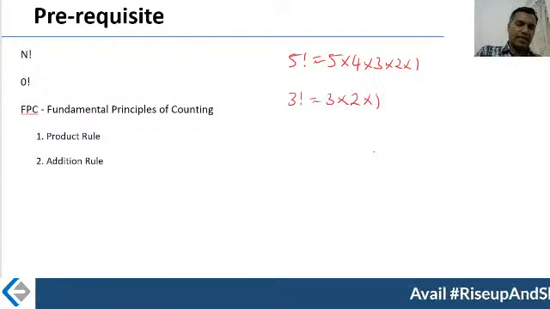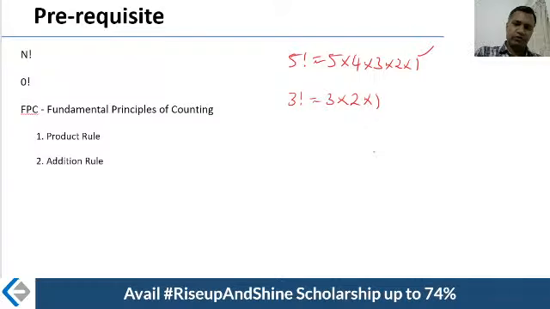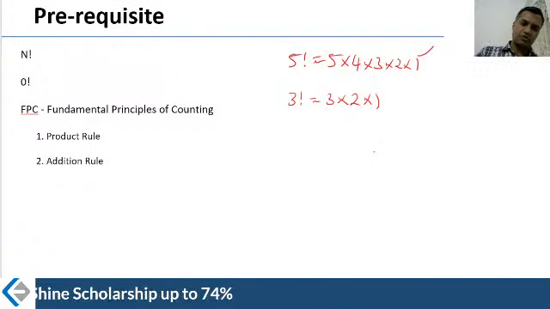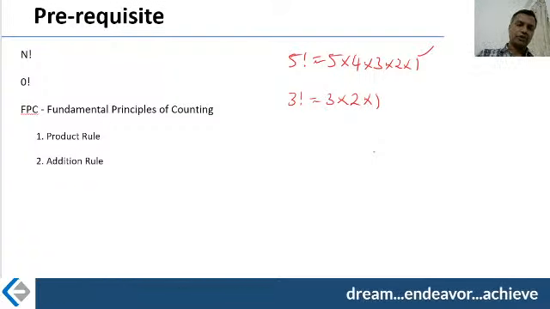You may say, can I write it the other way around, 1 into 2 into 3 into 4 into 5? Either way is fine. It is the product of the first 5 natural numbers. That's 5 factorial. 3 factorial is the product of the first 3 natural numbers. So that's how you'll be writing.